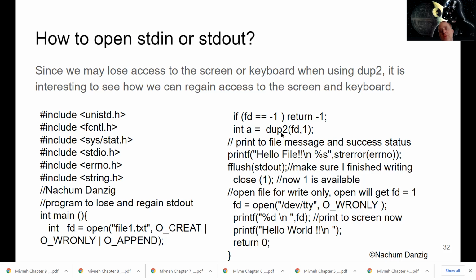Now, dup 2, here I should also check for errors, but whatever. I don't always check for errors, but it's always good. Dup 2, FD to FD1. So that means I'm going to now lose 1, because I'm using dup 2 to make 1 point to whatever FD was pointing to, which is my file. So now if I do printf hello, I won't get anything.